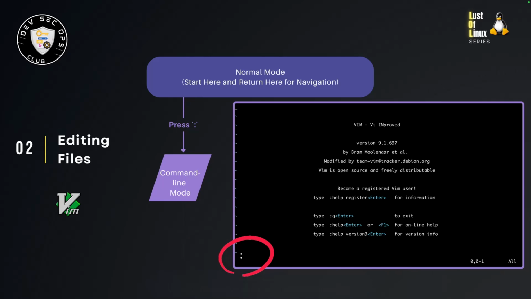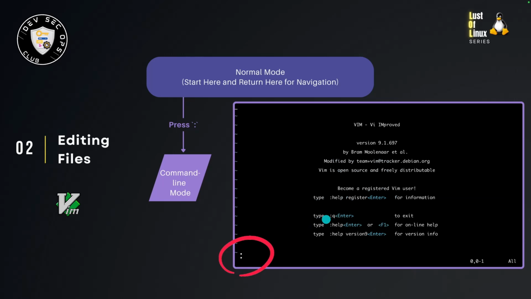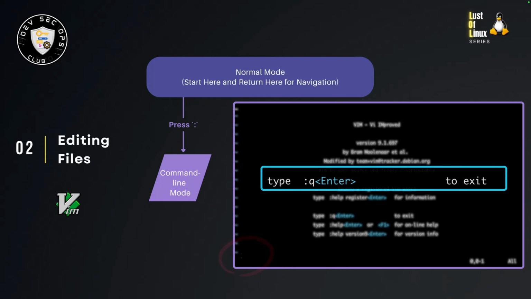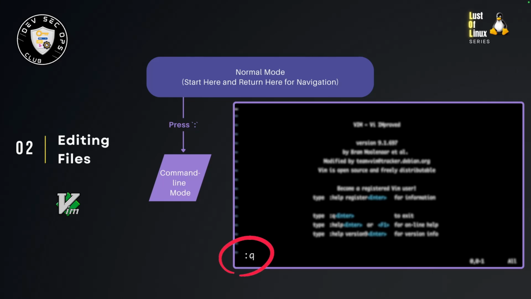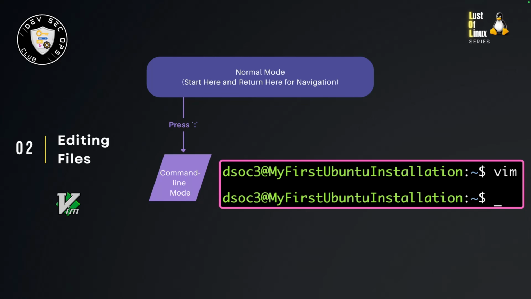Let's go into command mode. Here on this screen we have this command. It says type :q and hit enter. So let's do this. Let's put :q, then hit enter. What happened? You quit the Vim editor.